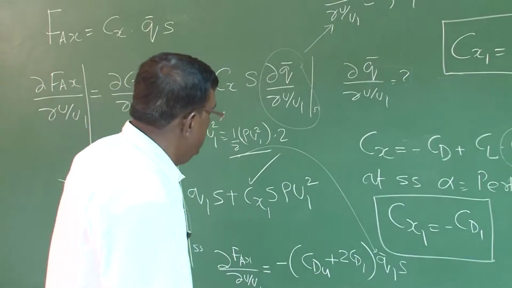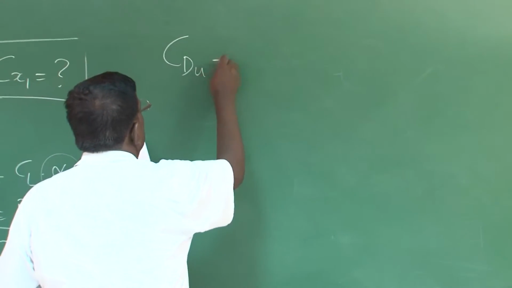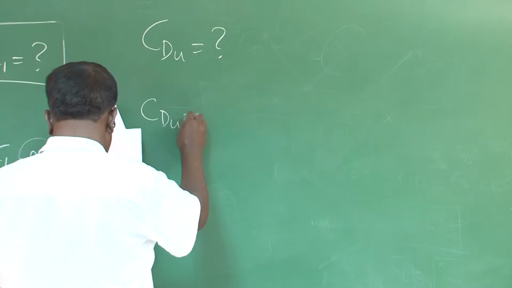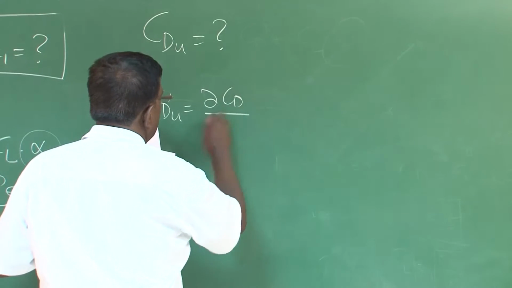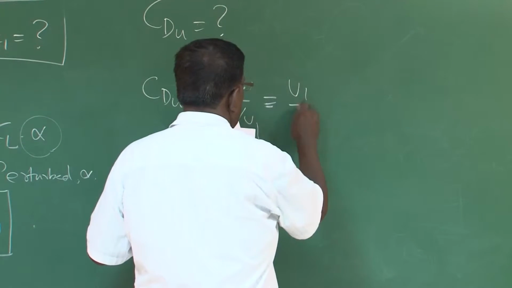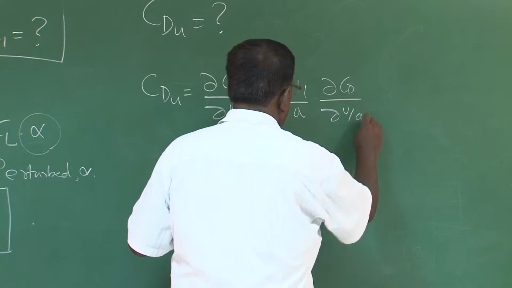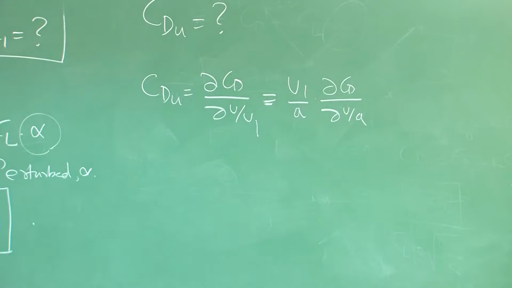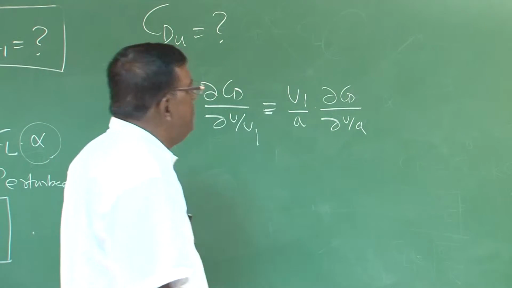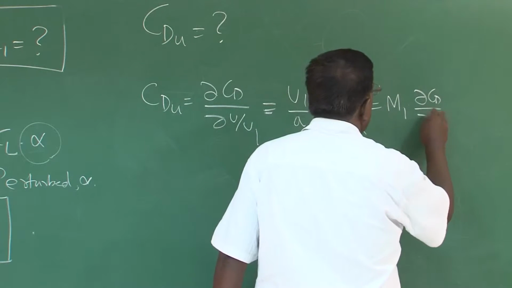And what is CDU then? The question comes, what is CDU? Let us see. CDU, I can write as dCd by du by u1 by definition, and I can write this as u1 by a into dCd by du by a. What is a here? Anybody's guess? a is the velocity of sound at that altitude. And what is u1 by a? It becomes the Mach number at steady state. So it becomes M1 into dCd by dM.